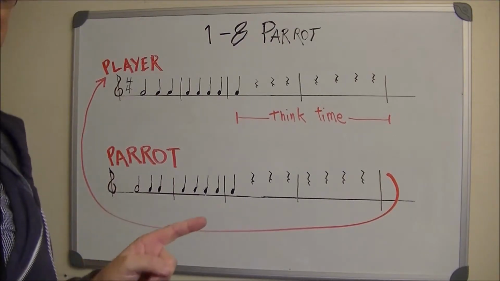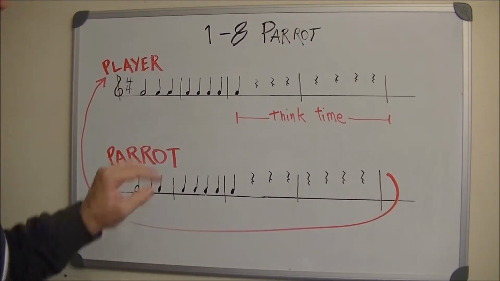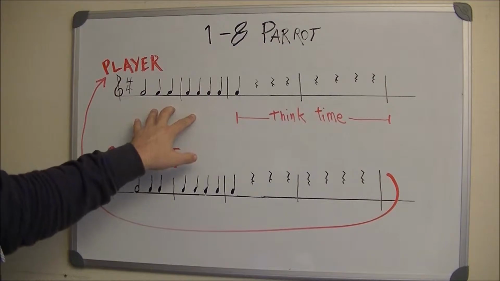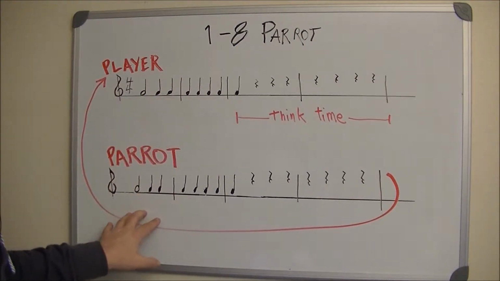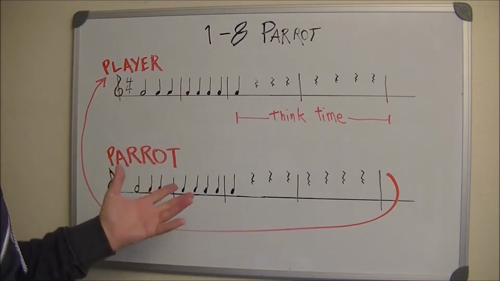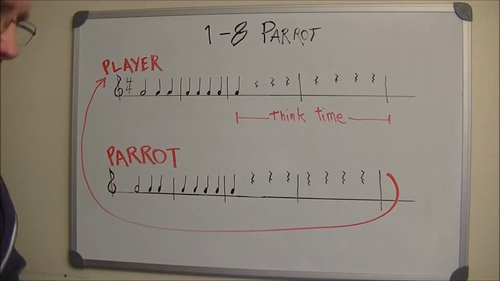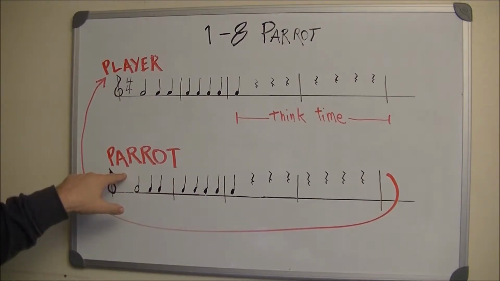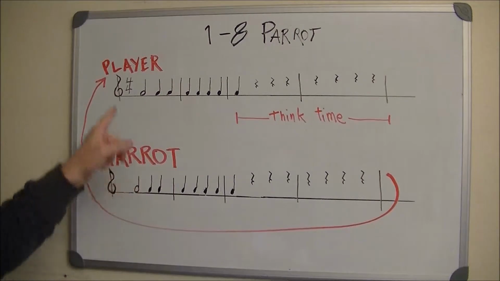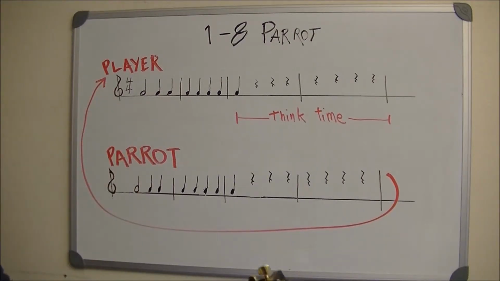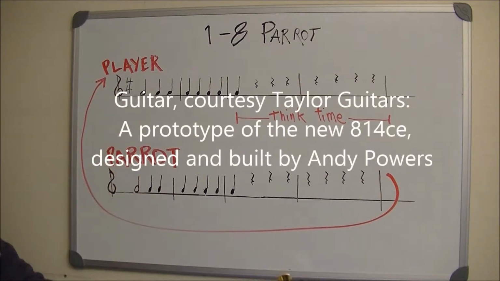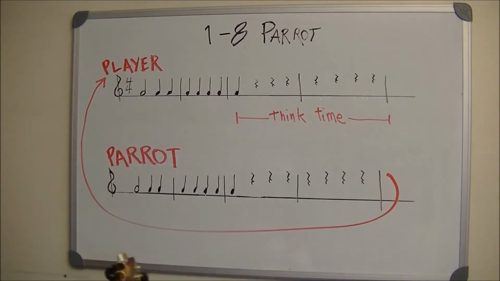Okay, in order to keep it simple, I'm going to play one chord here for the player, and then I'm going to change chords for the parrot so you can hear some kind of contrast between the two parts. Let's make it an E major for the player. Sounds like this. And a B7 for the parrot. All right.